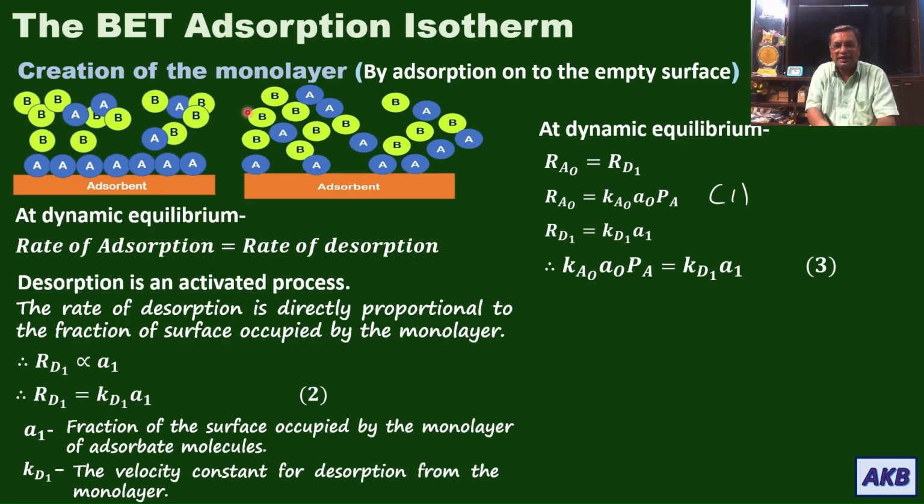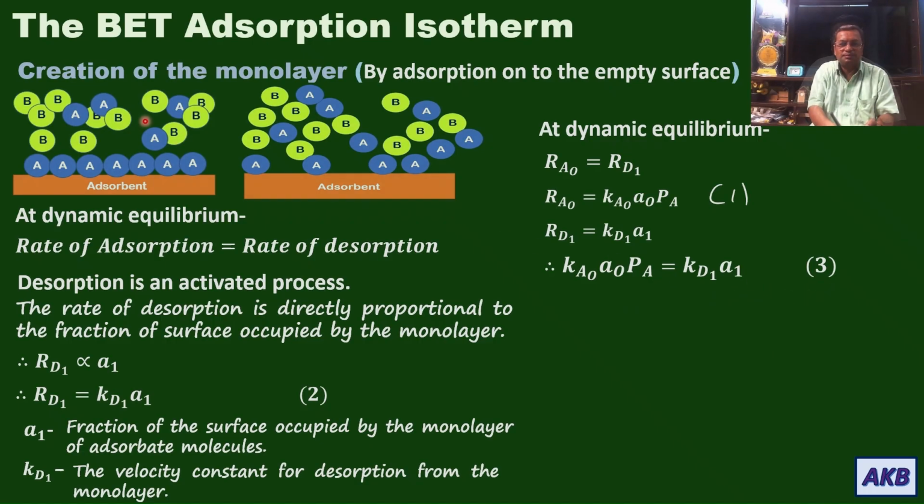So, when the monolayer is created by adsorption on the empty surface, you have rate of adsorption, you have rate of desorption, and then at the dynamic equilibrium, rate of adsorption on the empty surface will be equal to rate of desorption from the monolayer. In that way, you get equation number 3, Ka naught into A naught into Pa is equal to Kd1 into A1. I am calling this equation number 3.